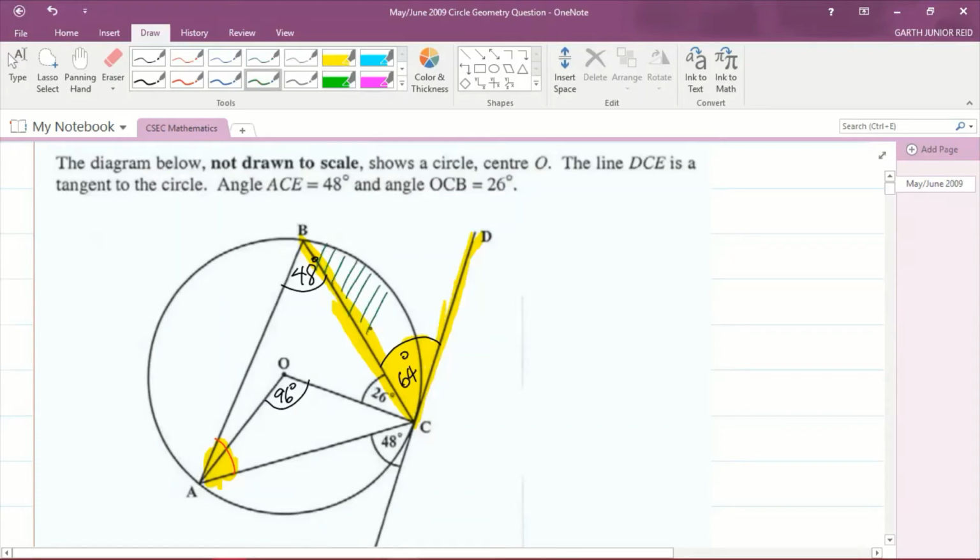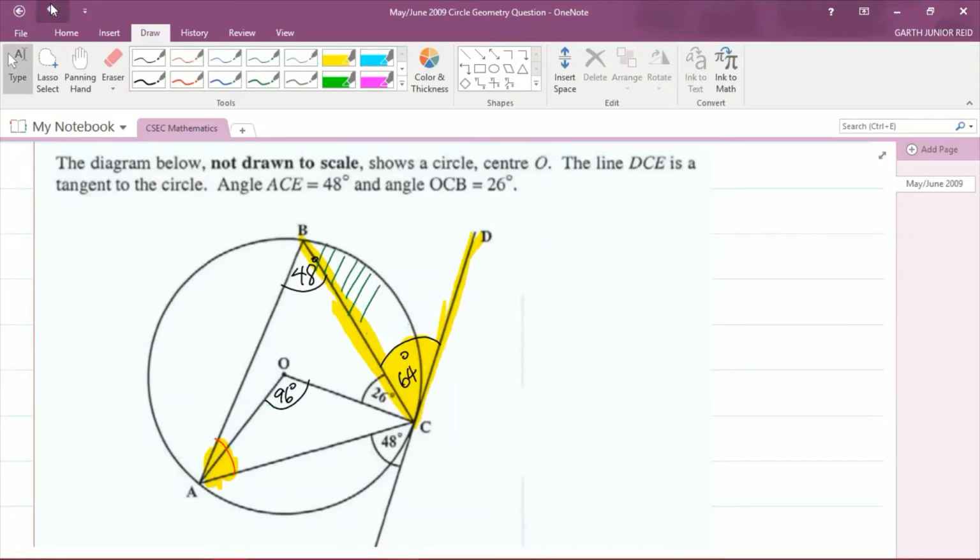This is the angle between the tangent and the chord in that segment. So the angle which is opposite to that segment is this angle here, which is the angle that we're trying to find, BAC. So it means that the angle there is 64 degrees as well. So that is our answer.